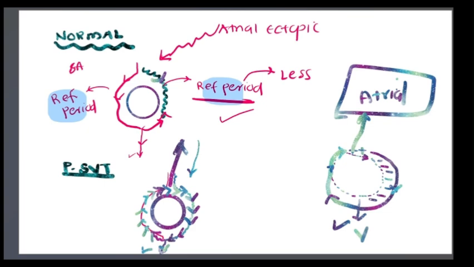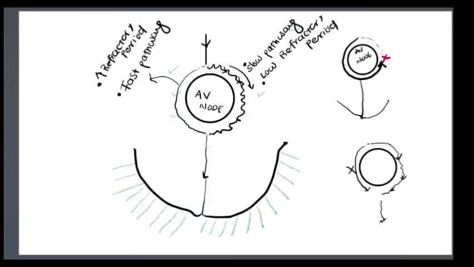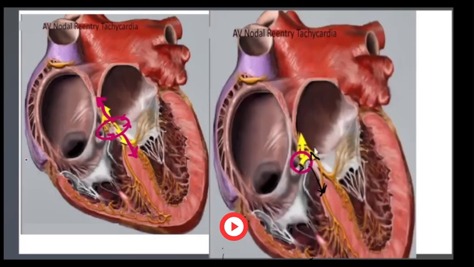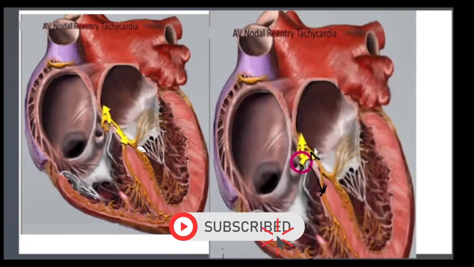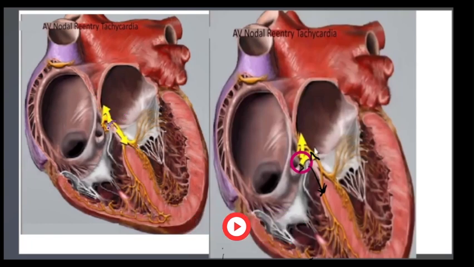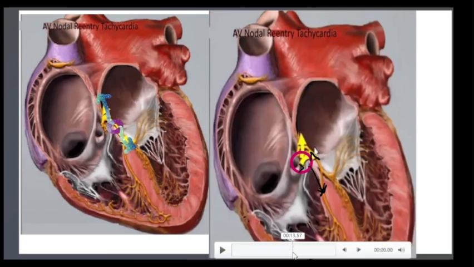Let me show you a diagram. Okay, so this is what is exactly happening. See, there is a re-entry circuit formation, and this re-entry circuit will give current, one towards down to the ventricle and one towards up to the atria. And this keeps on happening. Let me show you a video.